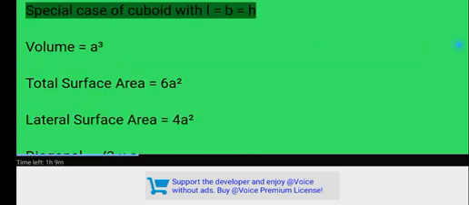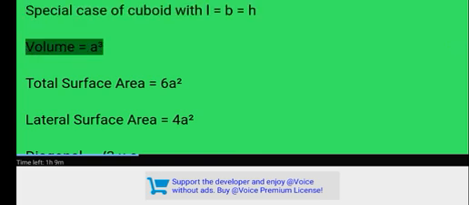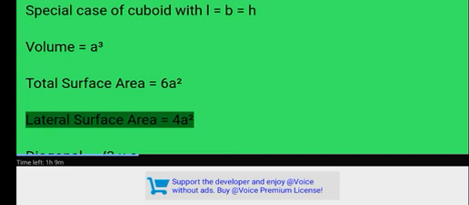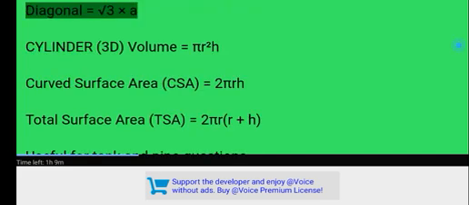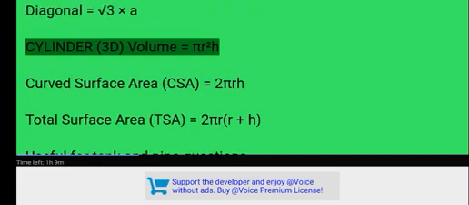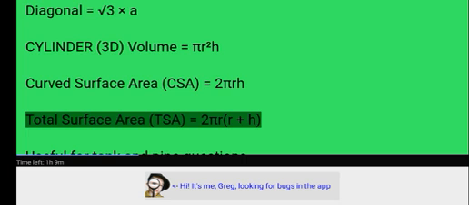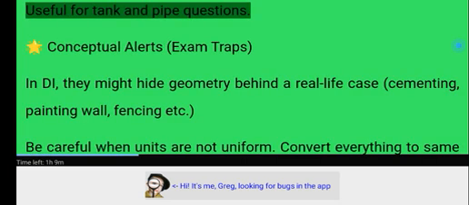Cube, 3D: a special case of cuboid with L equals B equals H. Volume equals A cubed. Total surface area equals 6A squared. Lateral surface area equals 4A squared. Diagonal equals square root 3 times A. Cylinder, 3D: volume equals pi r squared H. Curved surface area, CSA, equals 2 pi r H. Total surface area, TSA, equals 2 pi r(r plus H). Useful for tank and pipe questions.